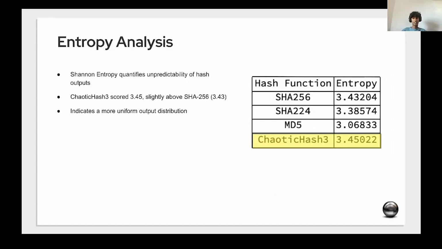Finally, we tested for Shannon entropy, which quantifies the unpredictability of hash outputs. Here we saw that chaotic hash scored a 3.45, slightly above SHA-256. So again, similar to the Hamming distance test, there are only marginal gains in entropy, but it does indicate that a more uniform output distribution occurs when you use this double pendulum pre-hashing element.